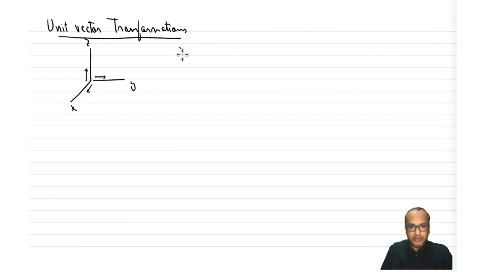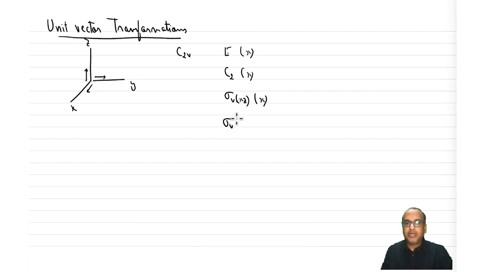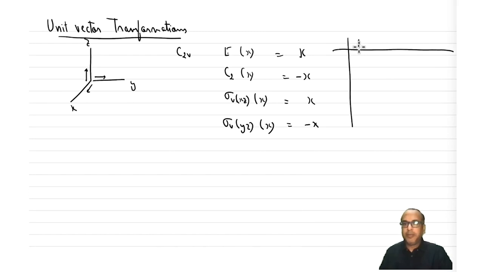For example, let's again write the C2V point group. So if I want to write the matrix, let's say with x as my basis, I'm transforming using C2, sigma V1 or sigma VXZ, and sigma VYZ for x, right? So what do I get here? x will be replaced with -x. This will be x, and this will be minus x, right? So sigma xz operating on x will give you x back, sigma yz operating on x will give you minus x, right?